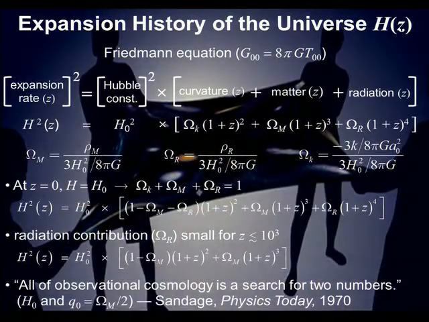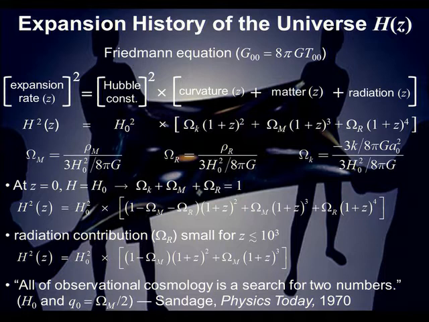So this led Alan Sandage to his famous quote that all of observational cosmology is a search for 2 numbers, H0, and he called it Q0, but it's just omega matter over 2. So according to Alan Sandage, the famous observational astronomer, all of observational cosmology is a search for H0 and omega matter.